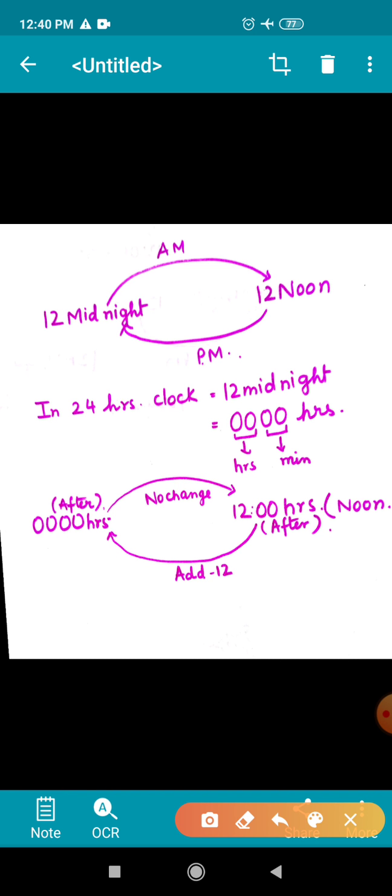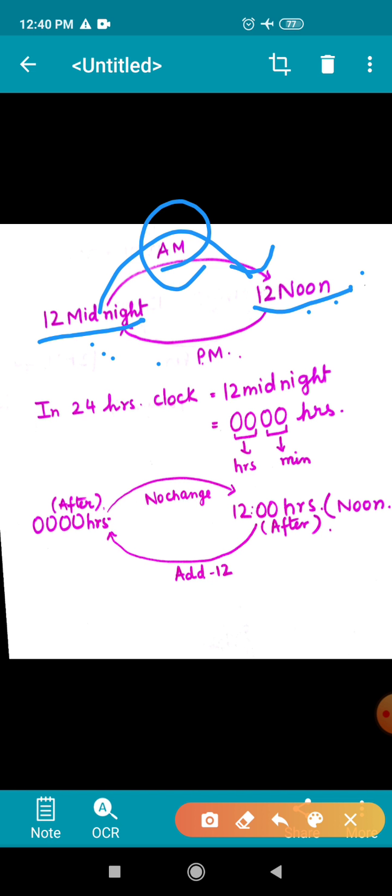Children, in the last class we all learned about the concept of AM and PM. Children, I told you earlier that 12 midnight and 12 noon, this time is not represented in AM or PM. It is simply written as 12 o'clock midnight or 12 o'clock noon. And the time between 12 midnight to 12 noon is represented in AM, and the time after 12 noon till 12 midnight is represented in PM.